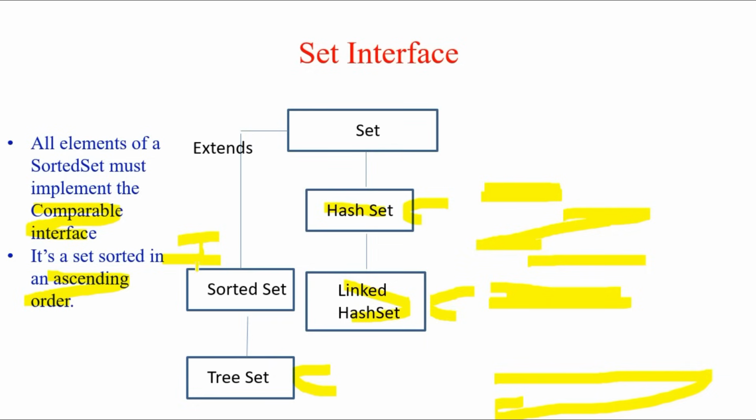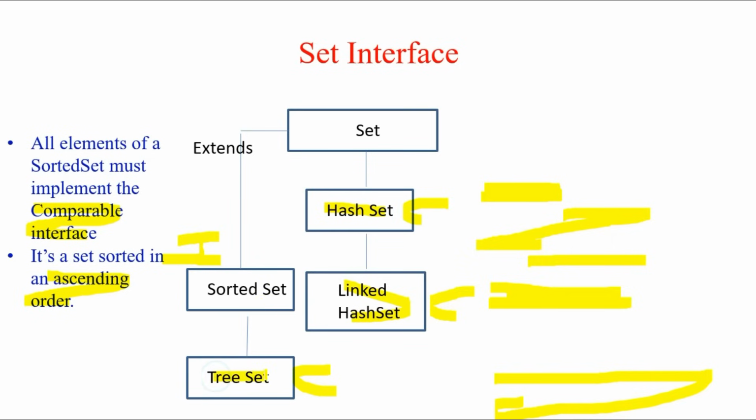To make sure that all the custom objects are also stored in ascending order, the elements of the set must implement the comparable interface, and hence tell it how to compare if two or three elements are added into this sorted set. So this is all about the interface, that it always stores in ascending order. But what about the class which implements it?